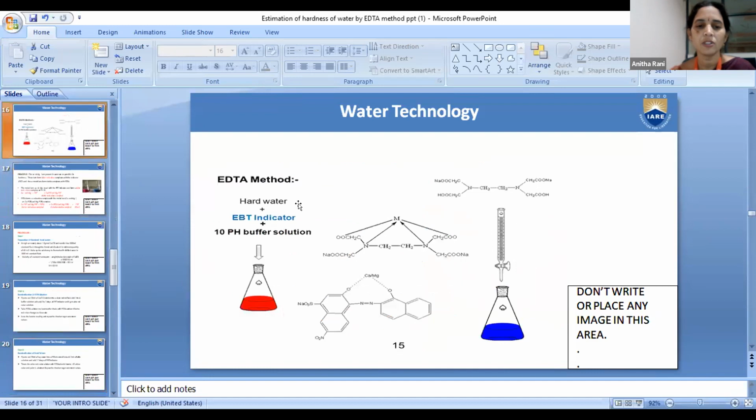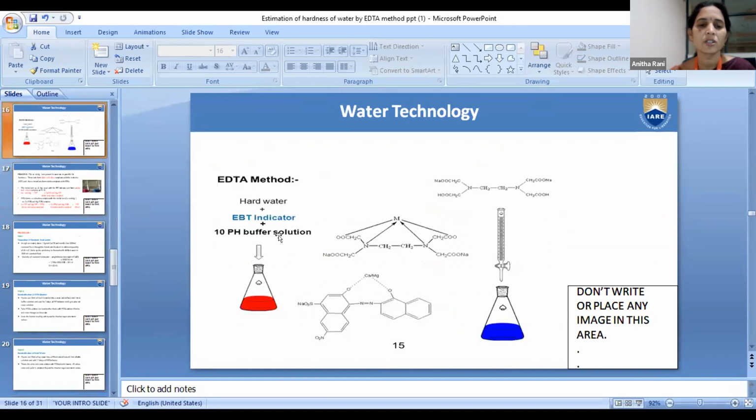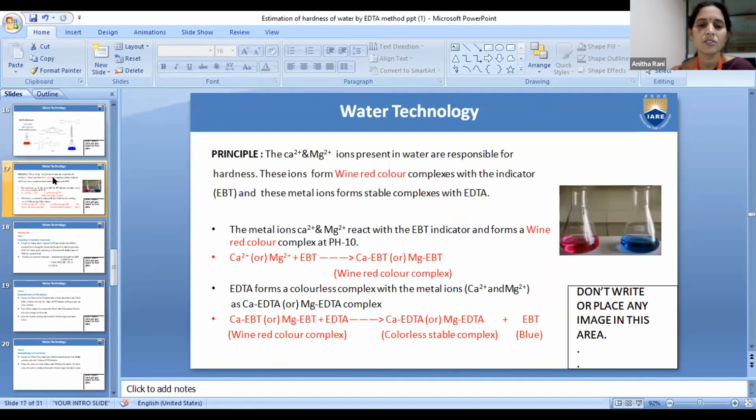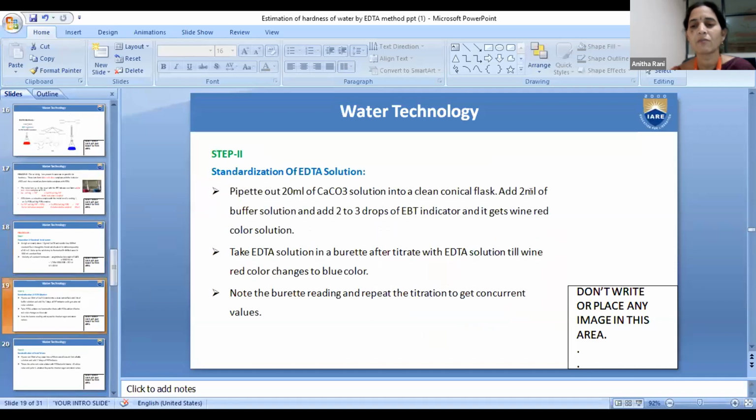We are taking hard water in the conical flask and adding EBT indicator, 3 to 4 drops. Next we will add buffer solution to maintain the pH at 9 to 10. We can take 1 to 2 ml of buffer solution.